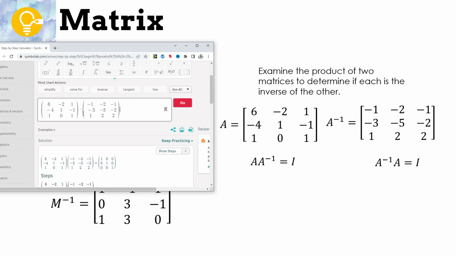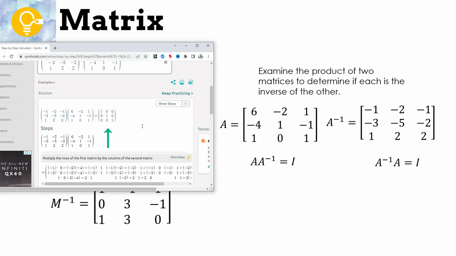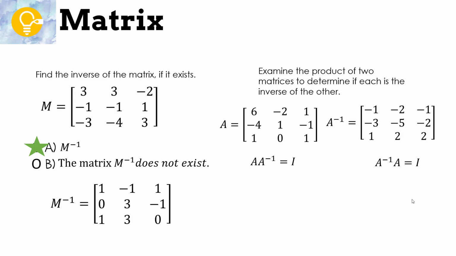Let's try the other way. What I'm going to do is take A inverse, the first one, times our original matrix, which is A. So let's put that in. Now let's see what we get. And that's what we should have gotten, our identity. Notice we have ones in the diagonals and everything else is a 0. Cool. So these are, yes, inverses of each other.